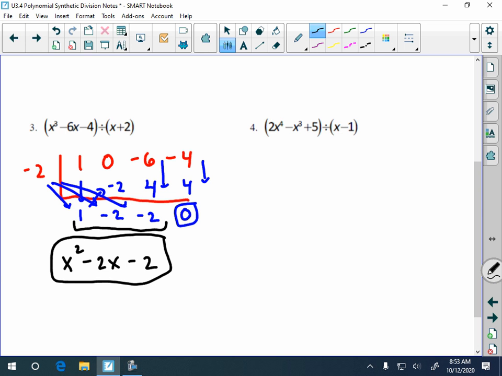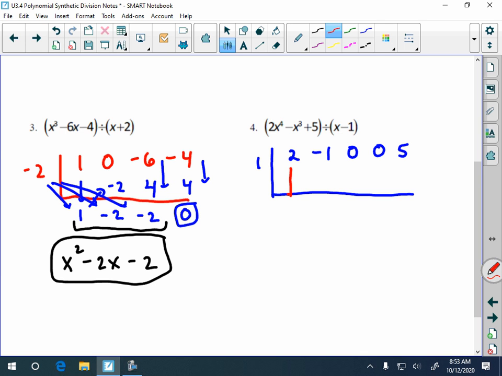All right, last one. All right, so here we're dividing by x minus 1, so we're going to put a positive 1. Our coefficients are 2, negative 1, we're missing x squared, we have to put a 0 in, and we're also missing x, so we have to put another 0 in. And then 5 is our constant term. So this has two placeholder zeros that we're using.